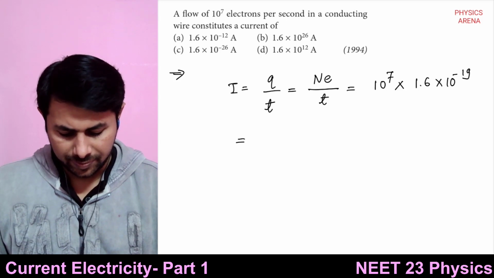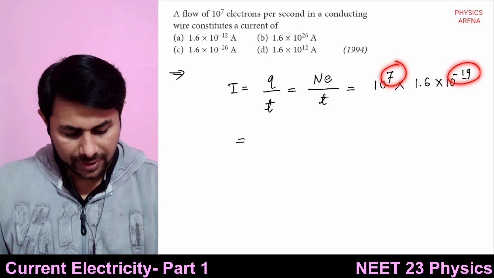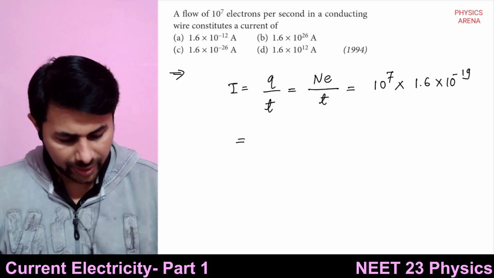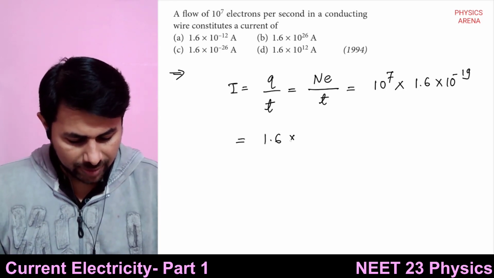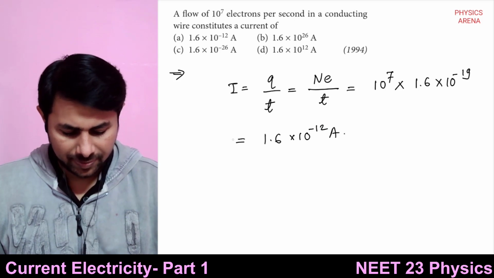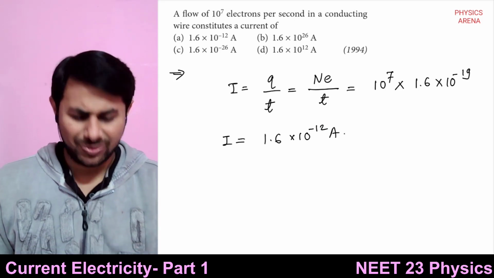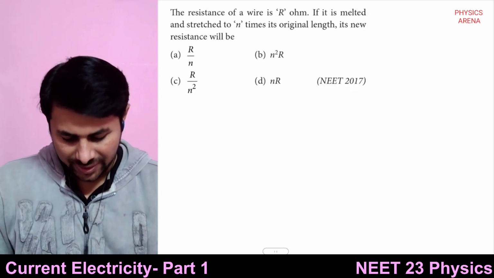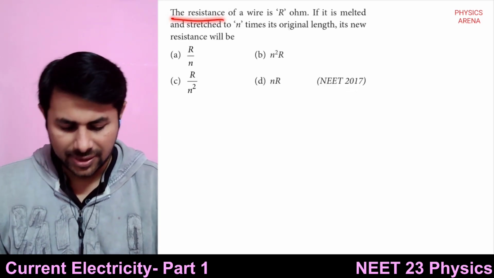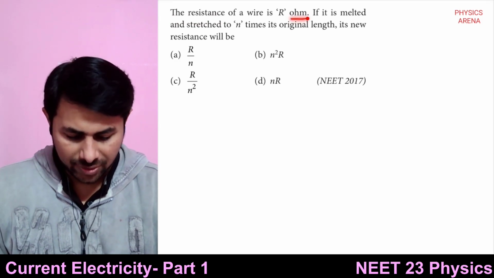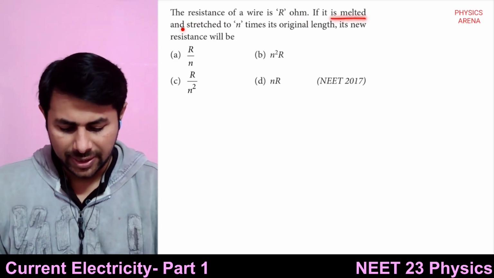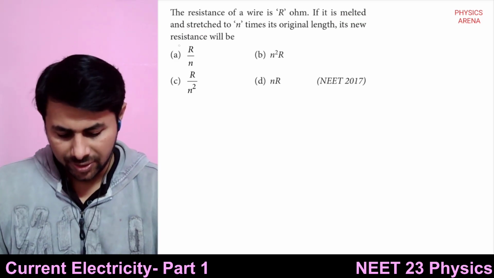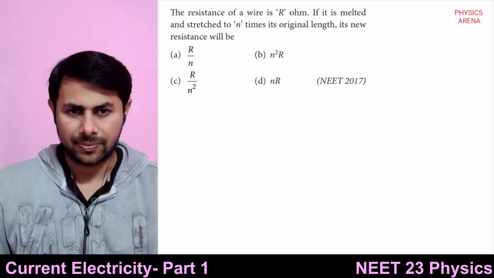So 10 raised to minus 19 plus 7 is 10 raised to minus 12. So it's 1.6 multiplied by 10 raised to minus 12 amperes. This is a very simple question. Yeah, option A. Let's see the next one. The resistance of a wire is R ohm. If it is melted and stretched to n times its original length, its new resistance will be. This is the question.